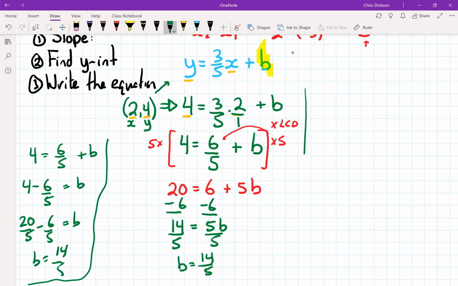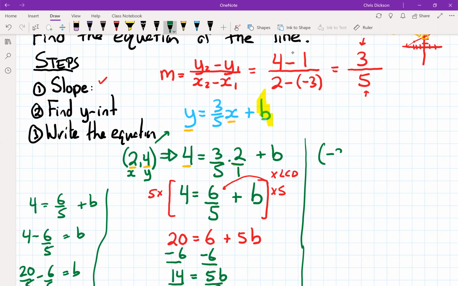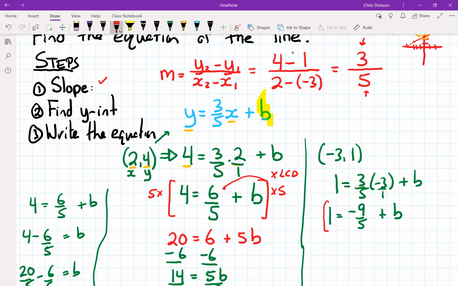But I did say it didn't matter which number you plugged in here. So I'm going to use the other point just to prove this, -3, 1. So now my y value is 1 equals 3/5 x, so times -3 plus the b value. So 1 is equal to -9/5 plus b. And now I would times everything by 5 again to get rid of the 5 as the denominator.